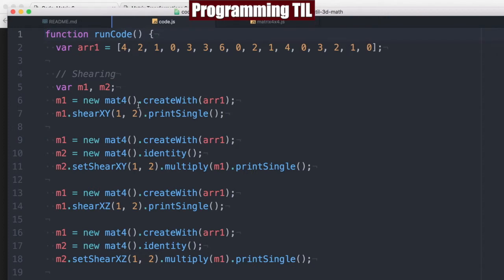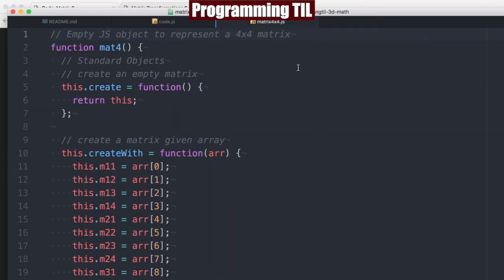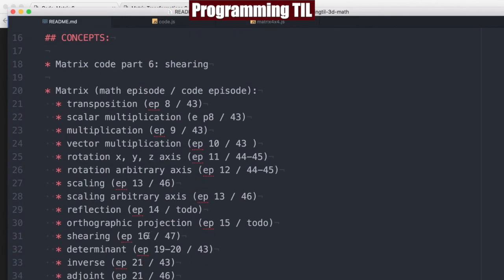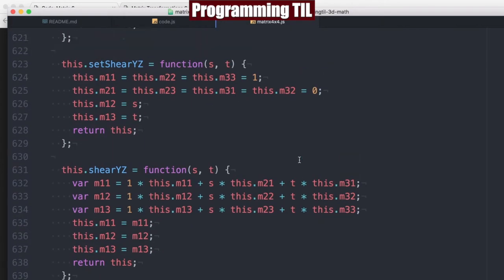Similar to how we did set rotate and set rotate x and y, we're also going to have a set shear xy as well as a shear xy function that basically performs this multiplication with setting the shear. In the latter case, we're going to have a set shear function that, when set from the identity matrix and then multiplied by a matrix, calculates the same thing as shearing itself. If you don't remember what shearing is, you should go back to episode 16, like I said, and remember how that works.